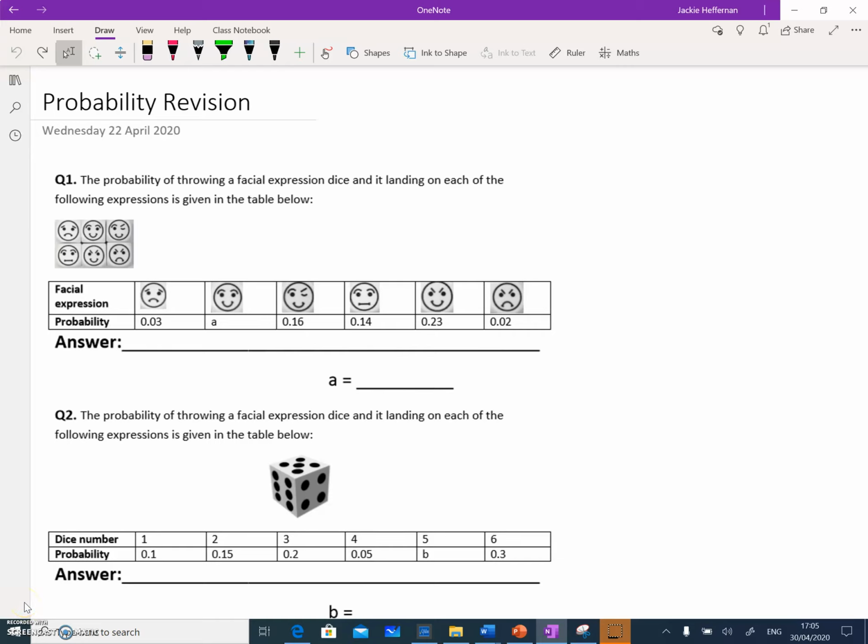With probability revision, there's quite a lot in it, so I'm going to try and get through it as quickly as I can and keep it quite short so that you don't have a load of videos to be watching.